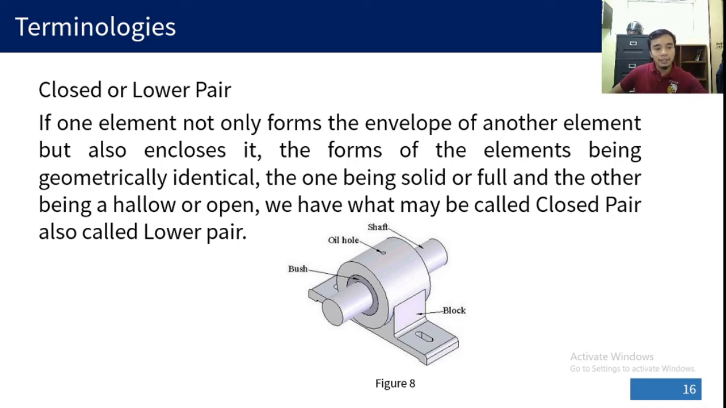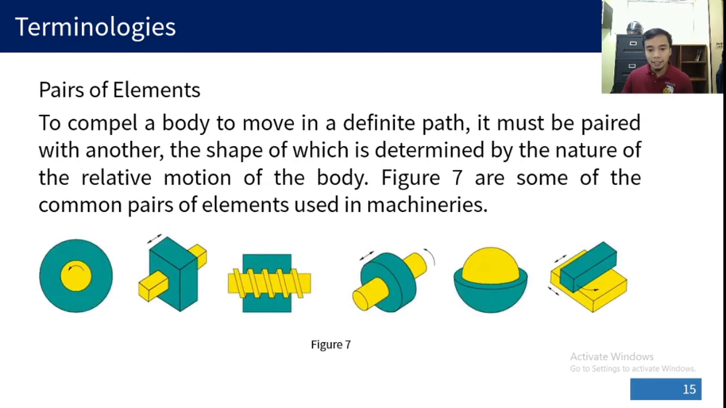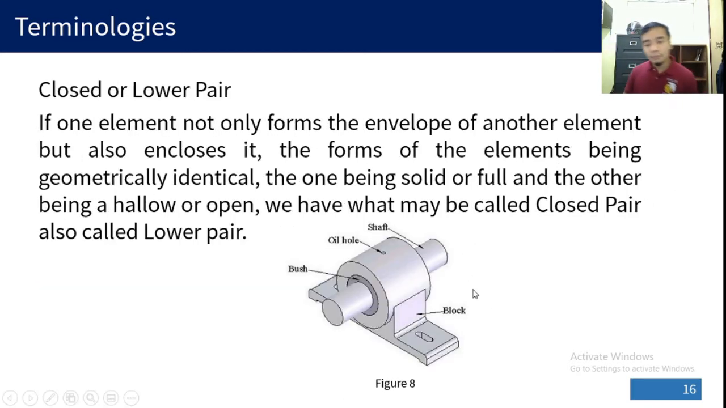A closed or lower pair is when one element not only forms the envelope of another element but also encloses it, the forms of the elements being geometrically identical. The size can be either solid or full, and the other being hollow, which is called a closed pair or lower pair. The example is the pillow block assembly. You can see here the enveloping pair. The envelope is the shaft or the shafting. So this is one of the examples of a lower pair.